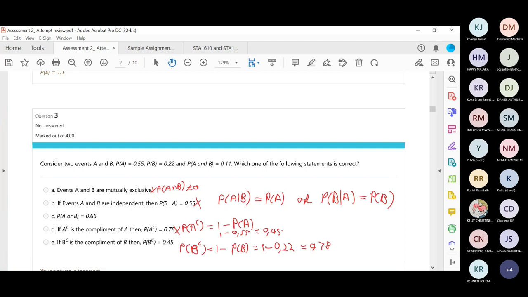So now what's left is C. The probability of A given A or B. So you need to go back to the formula for this one. You need to go and calculate that the probability of A or B, the formula says, is the same as the probability of A plus the probability of B minus the probability of A and B. And then you go and do the calculations.